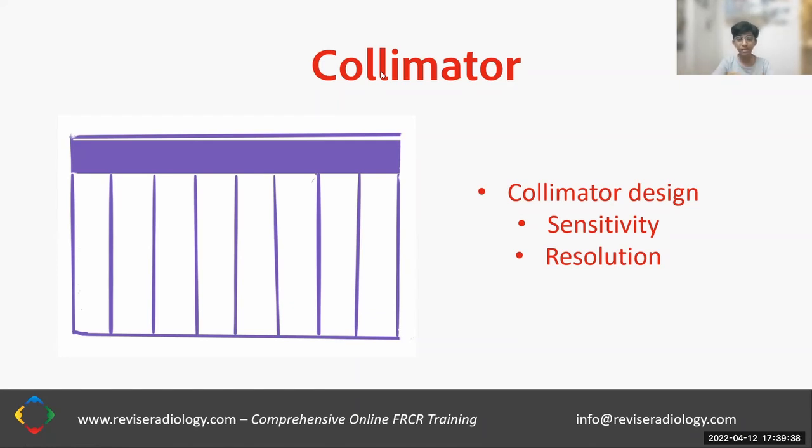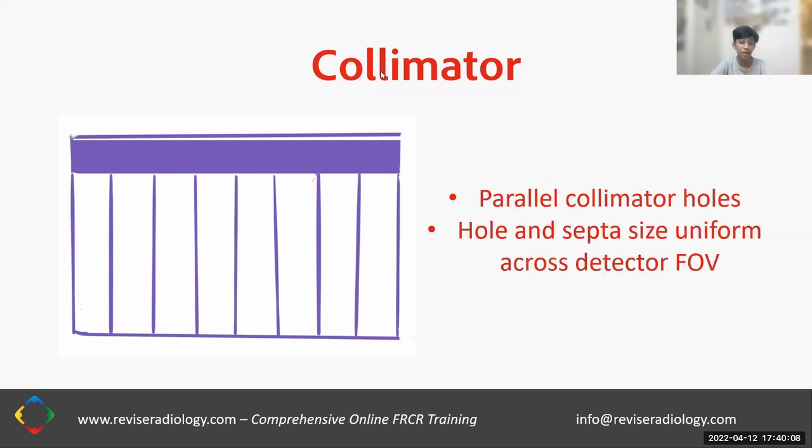Okay, so one of the important components in the camera itself is the collimator. The collimator design is related to the sensitivity of the camera as well as the resolution of the camera. And we know that there's always a trade-off between these things. Sensitivity of the camera is related to how many of the photons are being picked up. The resolution of the camera is related to how small the structures are that we're able to image.